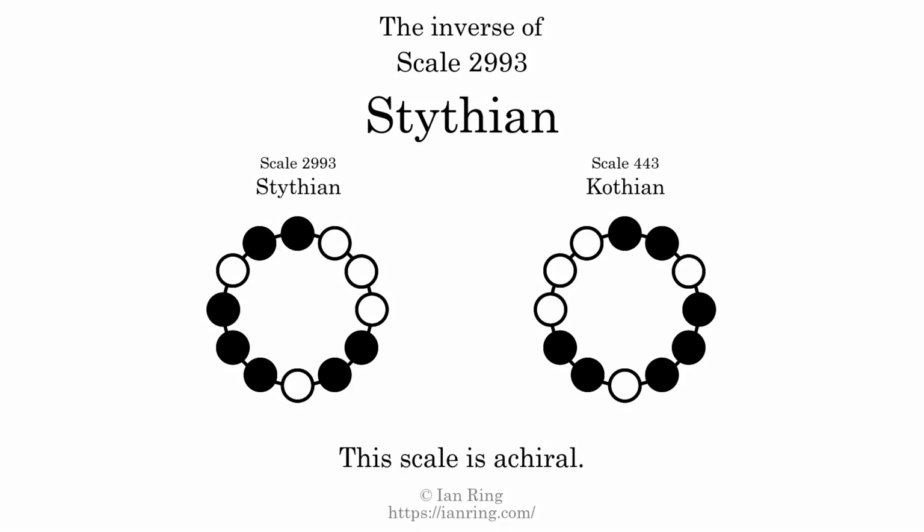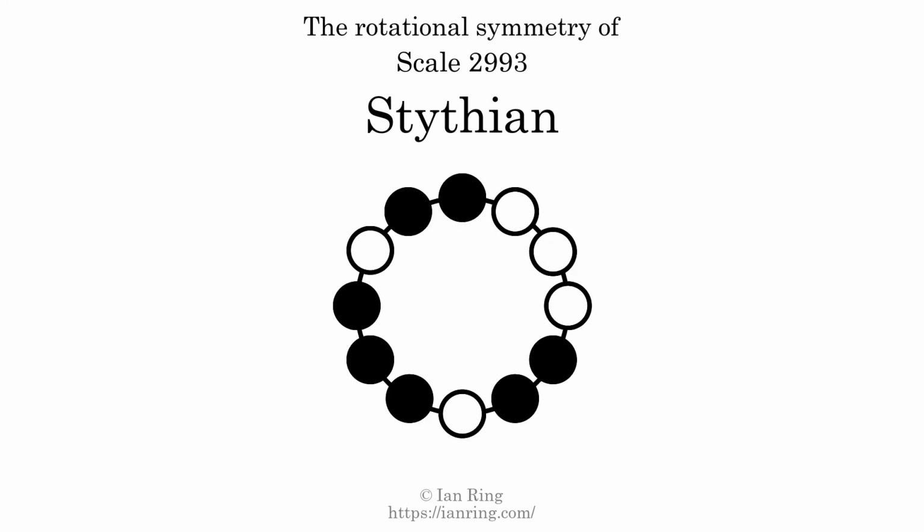The inverse of a scale is a mirror image. It is what you get when the sequence of intervals is reversed. The inverse of this scale is scale 443, also known as Stythian. This scale is achiral, since it can transform into its own reflection by a rotational transformation. This scale has no rotational symmetry.